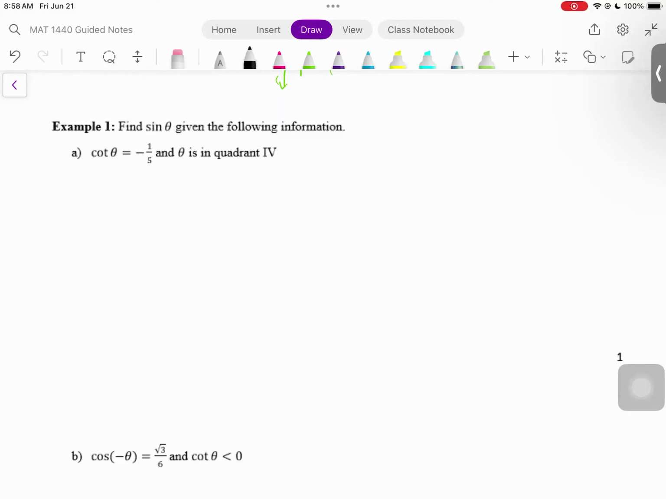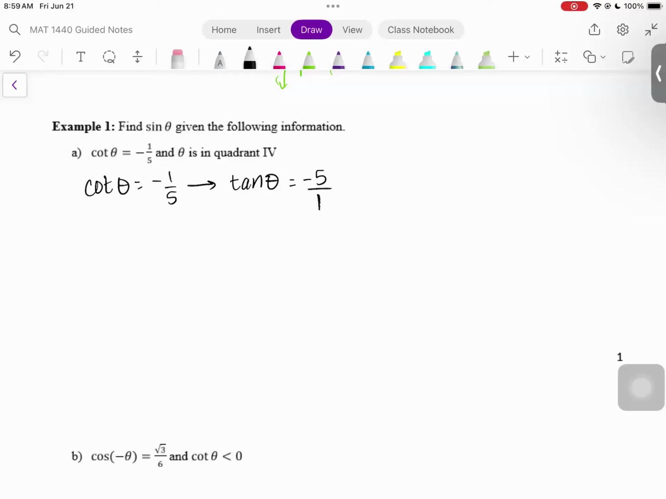Find sine of theta given the following information. We know that cotangent theta is negative 1/5 and theta is in the fourth quadrant. If cotangent theta is equal to negative 1/5, this tells me that tangent of theta, which is the reciprocal of cotangent, is equal to negative 5/1 or just negative 5.